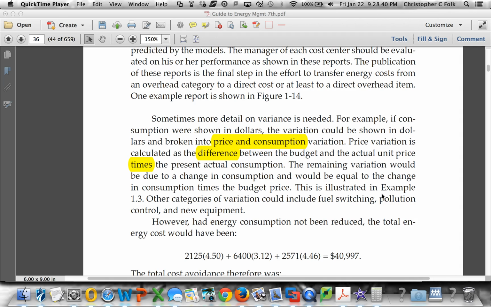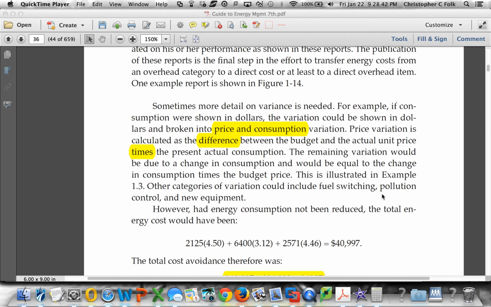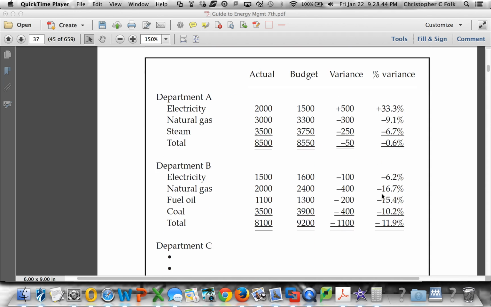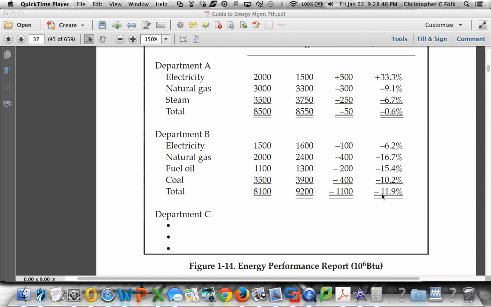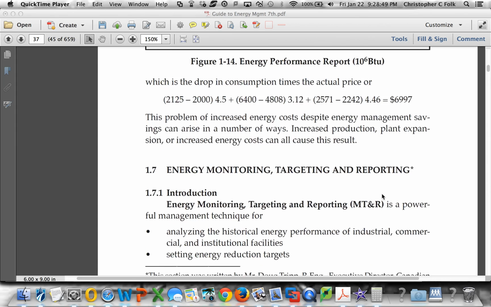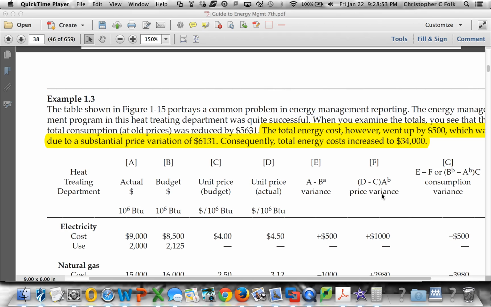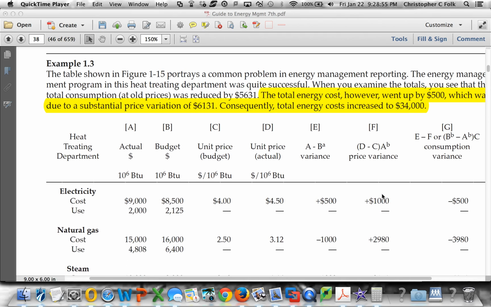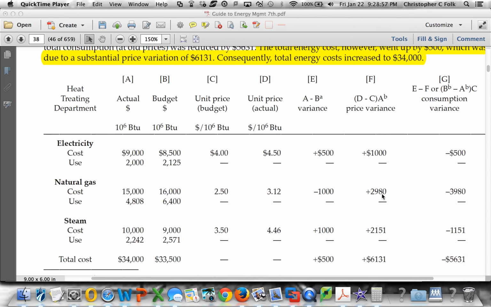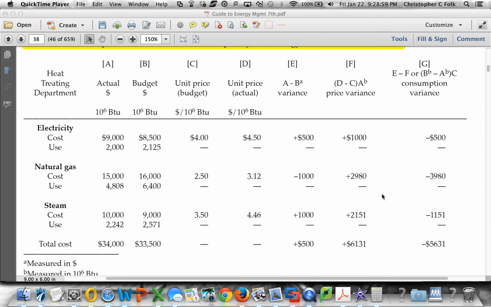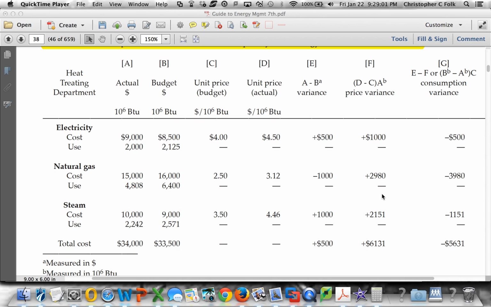So coming up here, we have an example. It's listed here in example 1-3, and it's explained on the page before. What happens on this page is the heat treating department of, I don't know, maybe they make lawnmower blades. I don't know what they make.